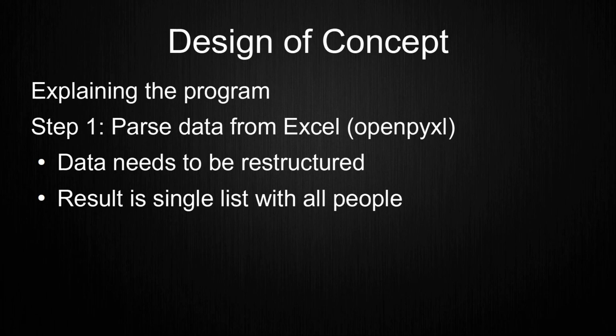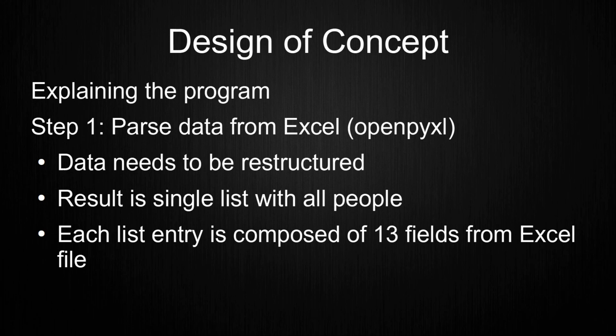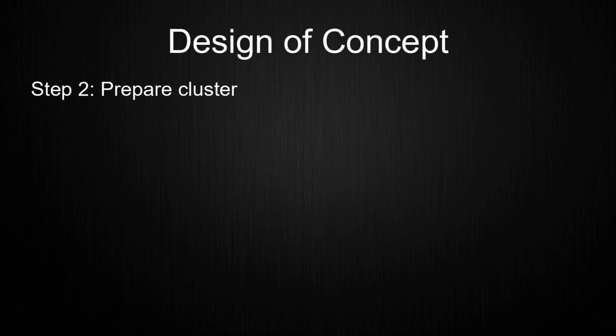A single entry in this list, meaning for each person, is composed of 13 fields. These are identical to the fields in the Excel file. For children and spouses, the IDs are stored in a list instead of a string separated by a comma. With this data now being available, it shall be put into a nested form for easier parsing during plotting.